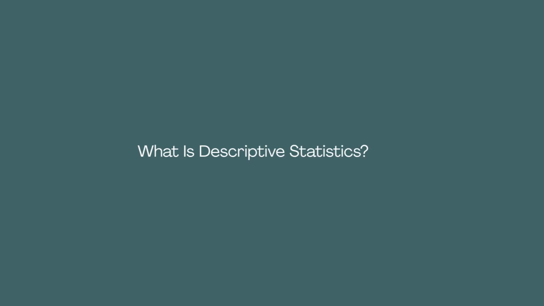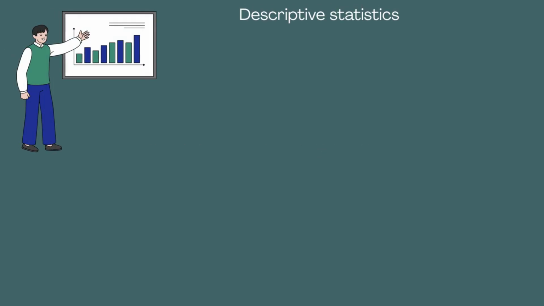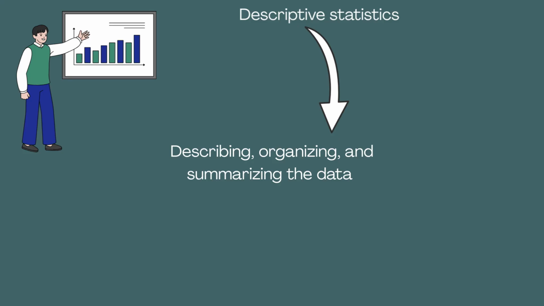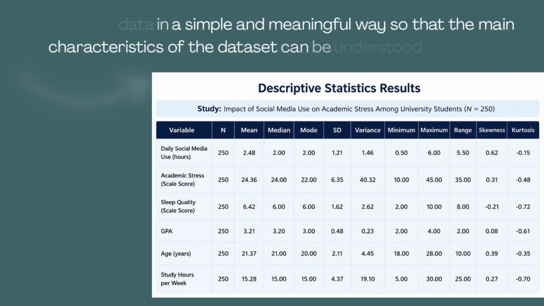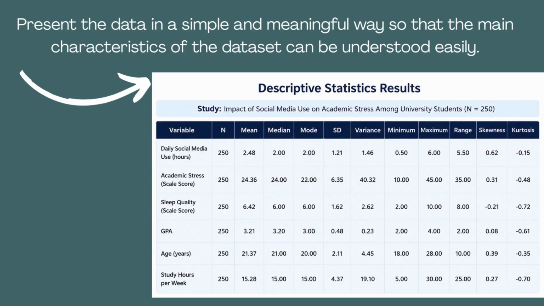What is descriptive statistics? Descriptive statistics is the branch of statistics that focuses on describing, organizing, and summarizing the data that has already been collected. Its purpose is to present the data in a simple and meaningful way so that the main characteristics of the dataset can be understood easily.